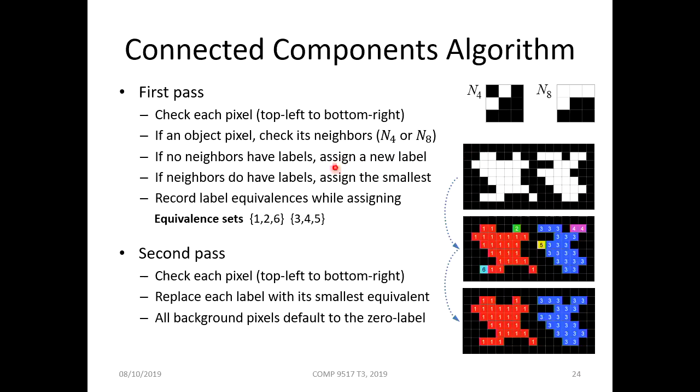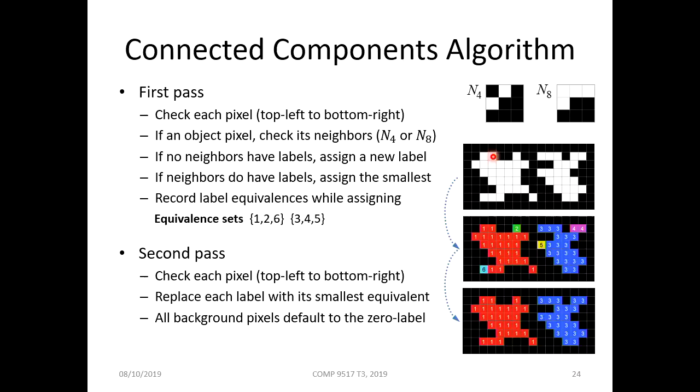But then, if none of the 4 or 8 connected neighbors of that pixel have a label, you assign a new label. If you run through these pixels here, you will hit the first one. It doesn't have neighboring pixels that are already labeled, so it gets a new label. If pixels do have neighbors with labels, then you assign the smallest label. So for the next one, by the time I get to this pixel, I already have a neighboring pixel that's been labeled, so it gets the same label, 1.